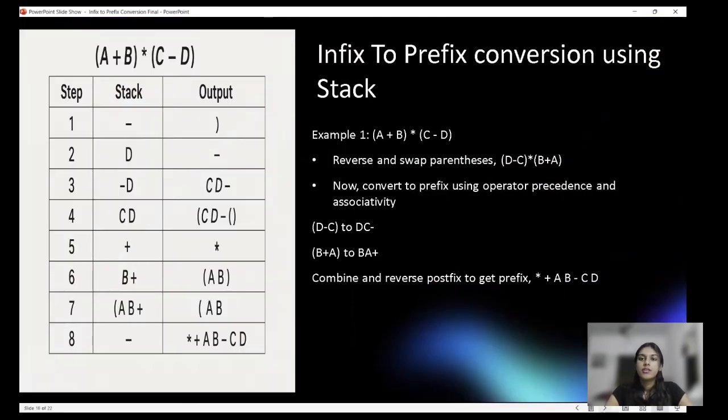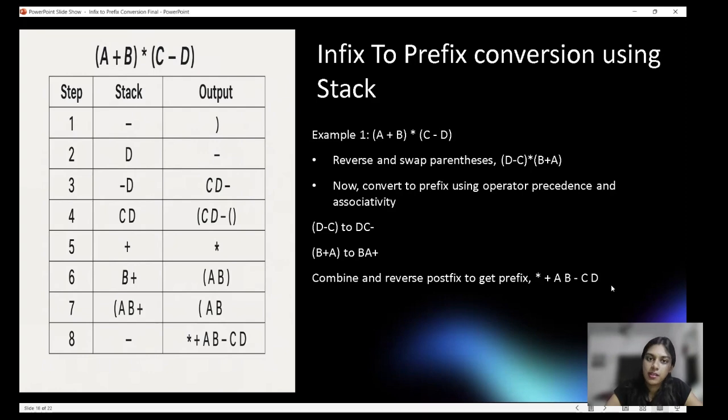So we take the example of A plus B into C minus D. Here, it's the same way: you reverse and swap the parentheses and you convert the expressions in the bracket first, and then you take the whole expression and convert it. So after doing that, our prefix notation is into plus AB minus CD. Now here is our stack representation.